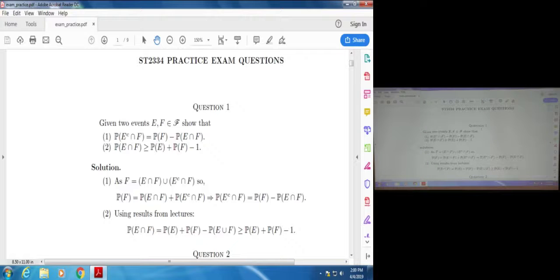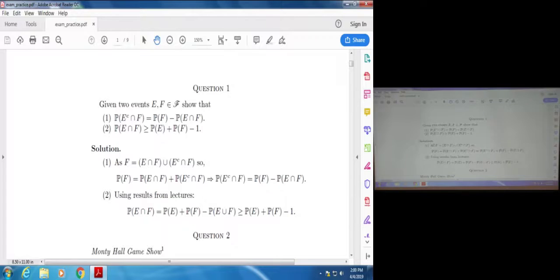So we look at question 1. Question 1 says you've got two events E and F. You can forget about this; it's some notation which is not important. We're asked to show the following two things. The probability of E complement intersection F is equal to the probability of F minus the probability of E and F. And the probability of E and F is at least the probability of E plus the probability of F minus 1. Okay, the first one is pretty straightforward.